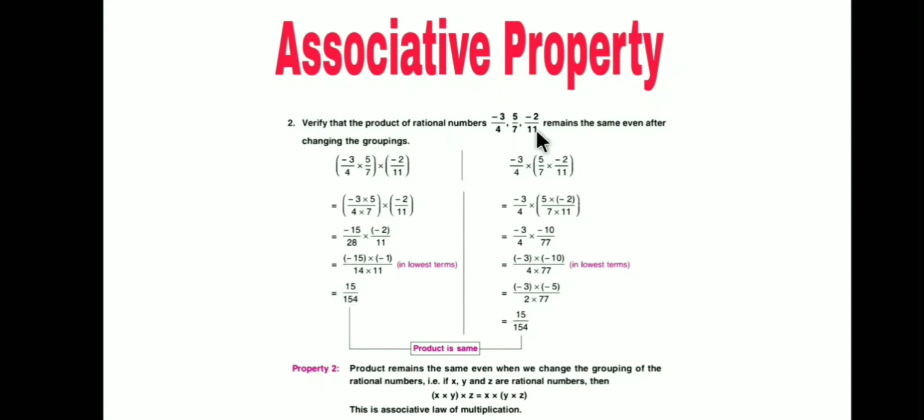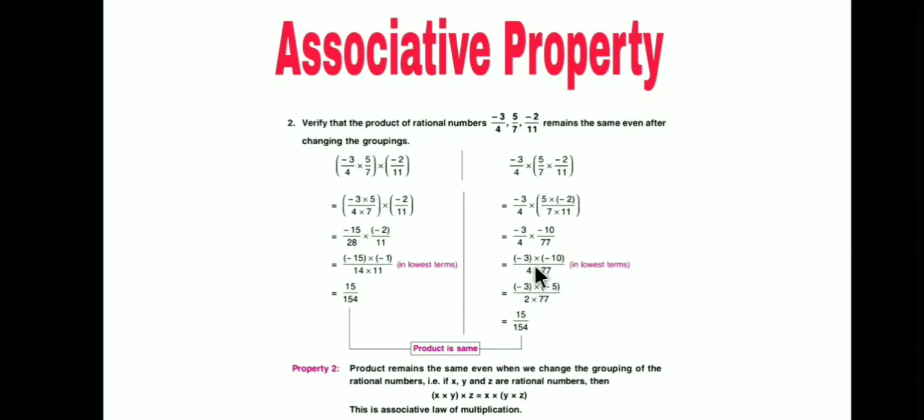Now let's consider the second case. Here we will group the second and third rational numbers together. We will find the product, and to that product we will multiply minus 3 upon 4. Let's solve it. 5 into minus 2 upon 7 into 11. We have grouped the second and third rational numbers, and the product we got is minus 10 upon 77. To this product we will multiply minus 3 upon 4. In the numerator we have minus 3 into minus 10. In the denominator we have 4 into 77.